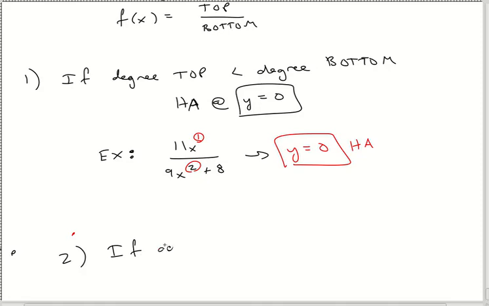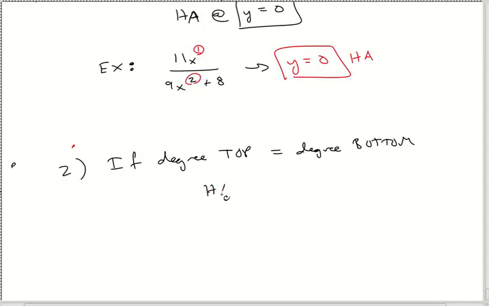Next one. If the degree of the top is equal to the degree of the bottom, then you have a horizontal asymptote at y equals the front fraction.